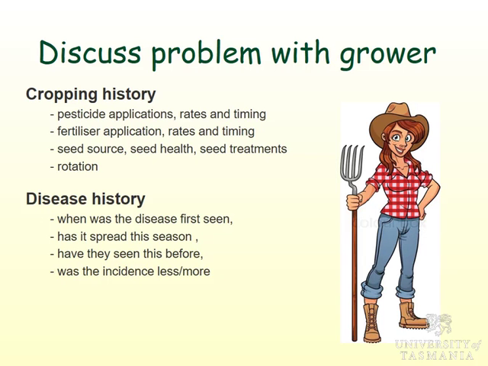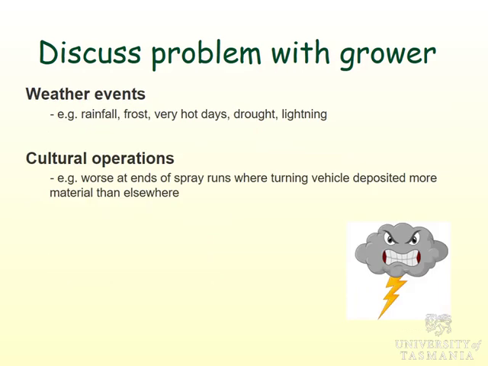The disease history: have they seen this before or not? Ask them. Have they seen it spread? If you're an advisor, you're coming to the crop once and you're seeing it at one point in time. The grower would presumably have seen it as it's developed over time. So, is it spreading? Is it getting more or less? Is it just a bang, it's happened and nothing more is happening? Or did it start in that corner and slowly spread? They can provide some of those clues.